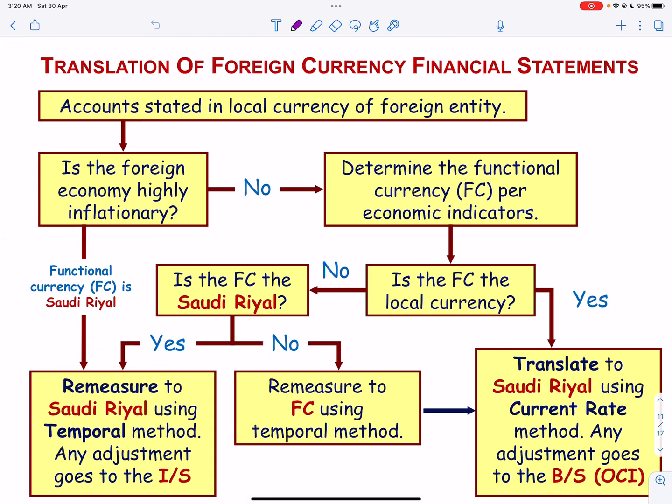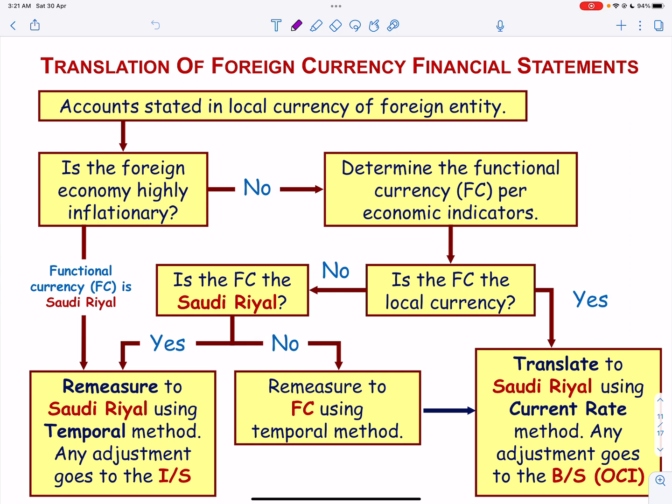A Saudi company will be reporting the transactions in Saudi Riyals. So the functional currency is Saudi Riyals. It will pay its employees in Saudi Riyals. They receive money from customers in Saudi Riyals. The banking transactions are in Saudi Riyals. So the functional currency may be the local currency of the foreign entity, or Saudi Riyals, or the currency of a third country. We will talk about these three scenarios, taking into consideration that the company is from Saudi Arabia.